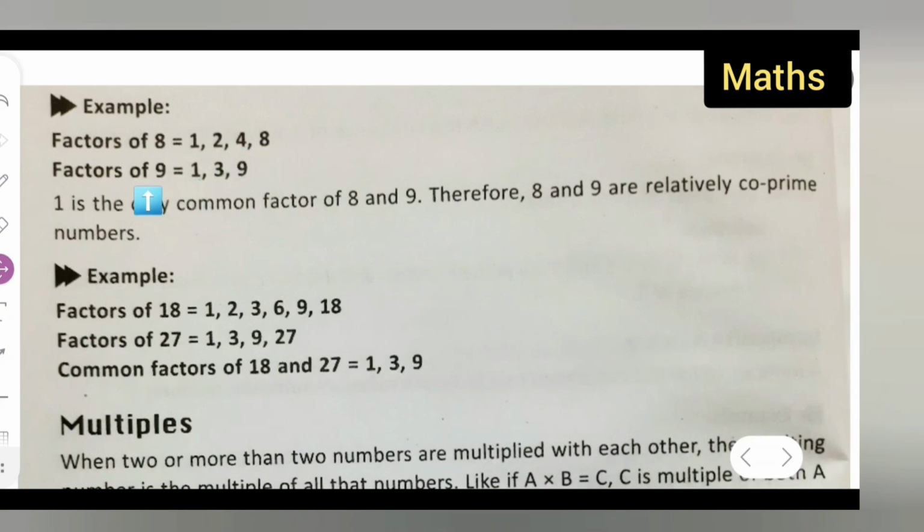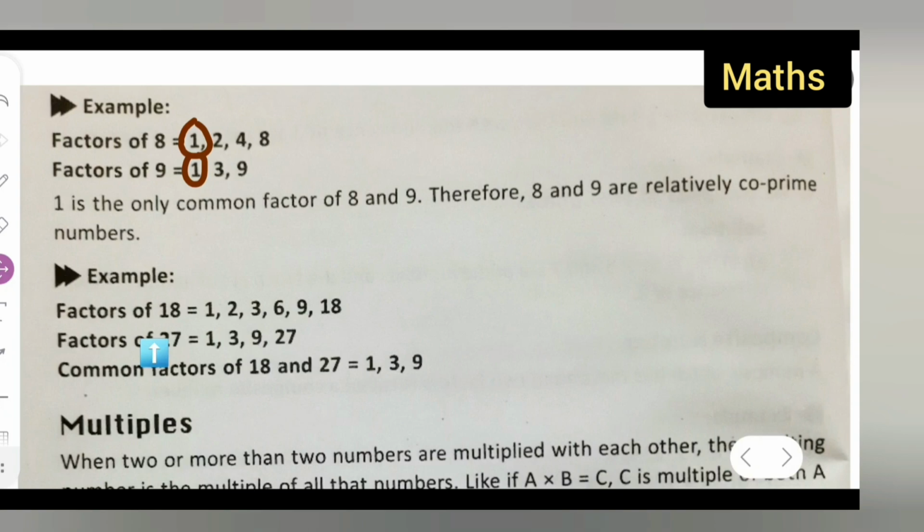And here factors of 9 are 1, 3, 9. So here you all can see that 1 is the only common factor of 8 and 9. Therefore 8 and 9 are relatively co-prime numbers. You all can see over here 1 is the only one which is common.